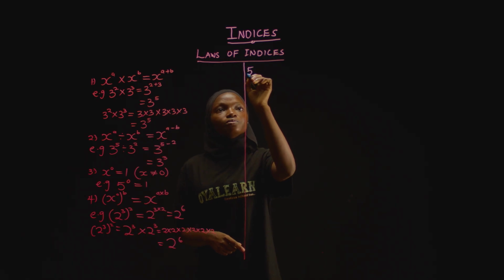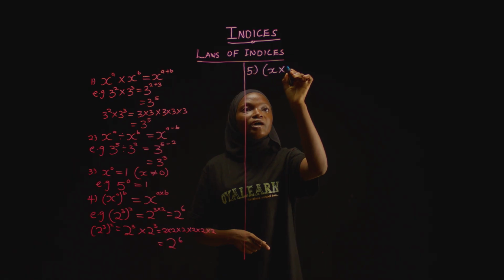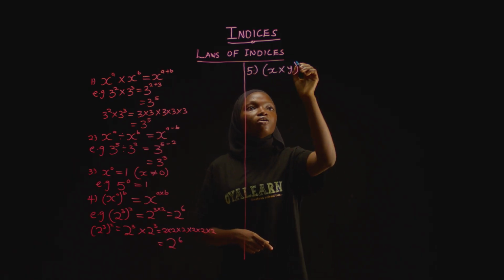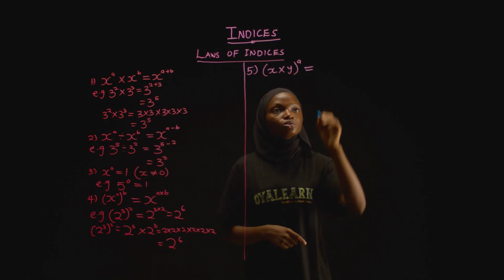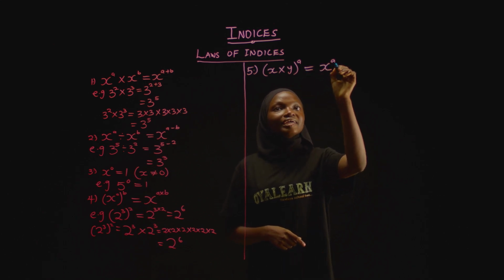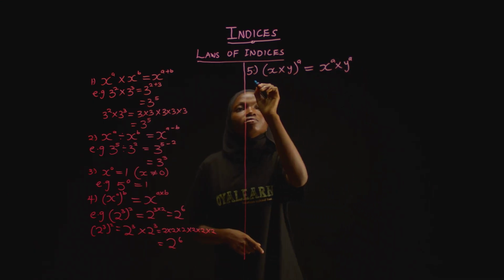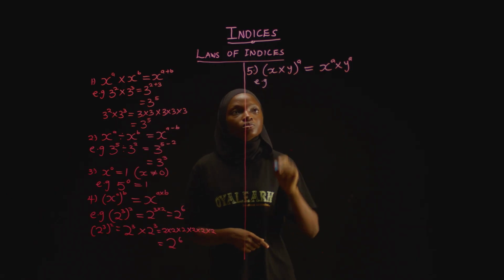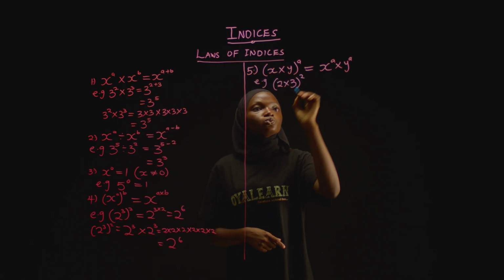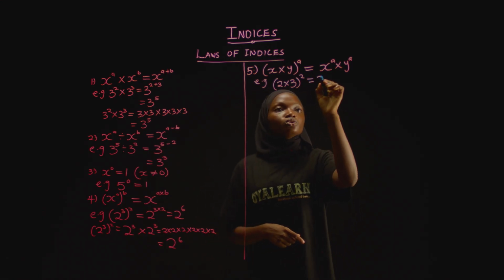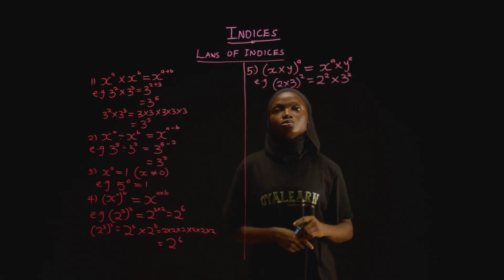The fifth law, let's say you have x times y all raised to the power of a. This law says this is going to be equal to x raised to the power a times y raised to the power a. An example, if we have 2 times 3 all raised to the power of 2, this is the same thing as having 2 raised to the power 2 times 3 raised to the power of 2.